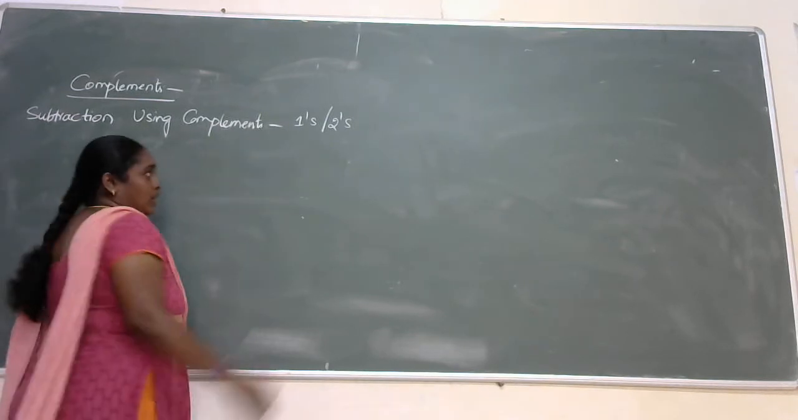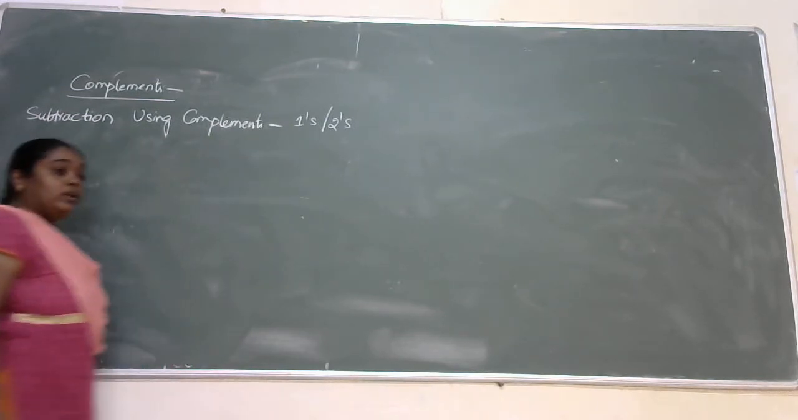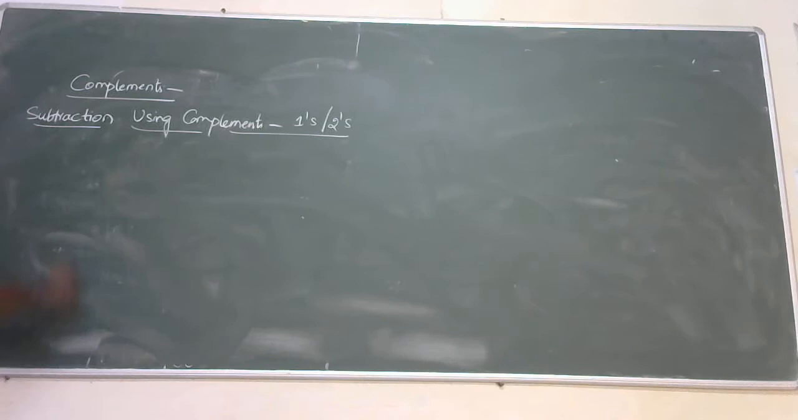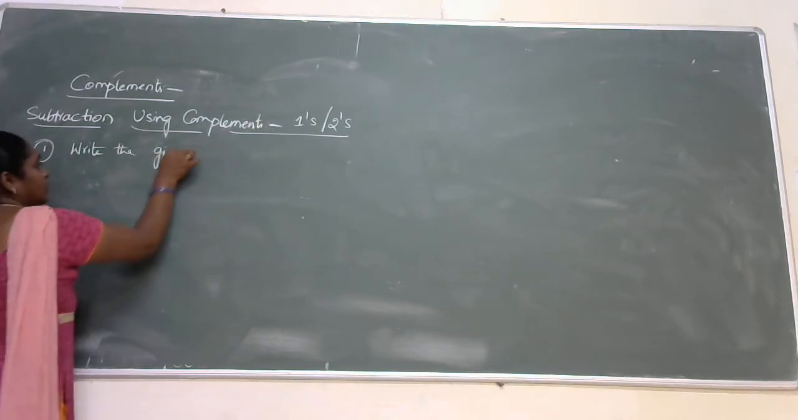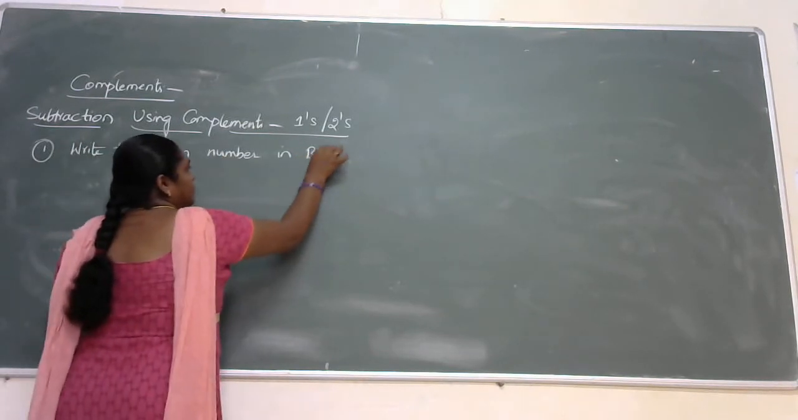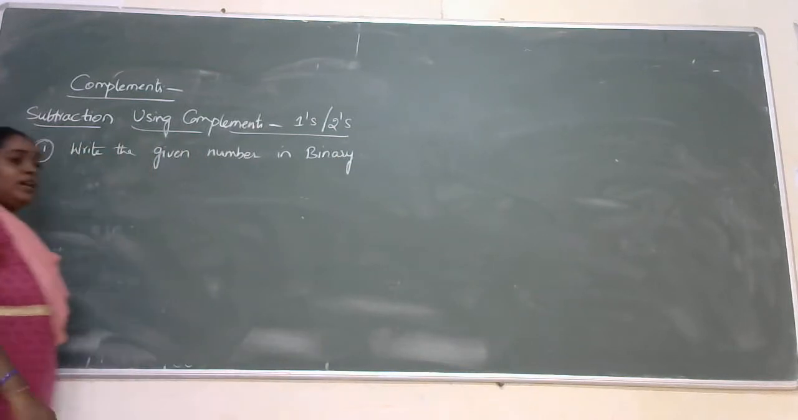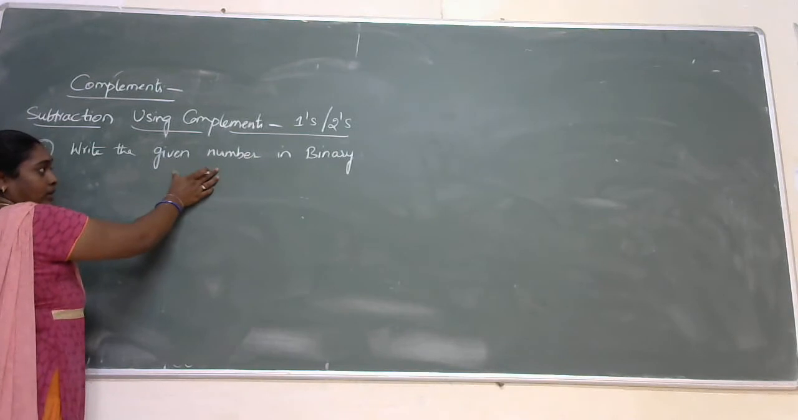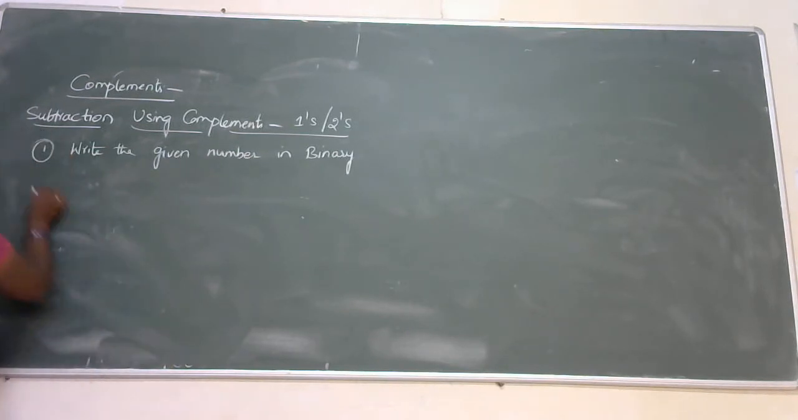Whatever may be the complement, whether it may be a 1's complement or a 2's complement, we need to follow some sort of steps. So the first step is write the given number in binary. So if the given number is not in binary, if it is in decimal, first convert the decimal number into a binary. The next is, here we are going to perform a subtraction operation.